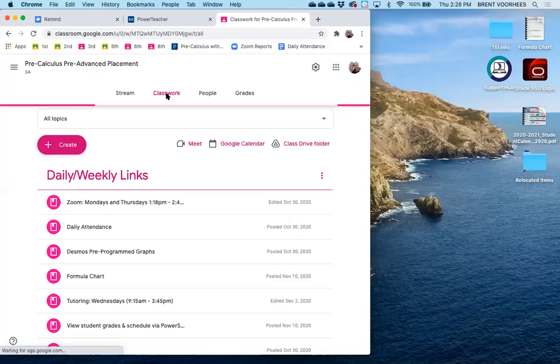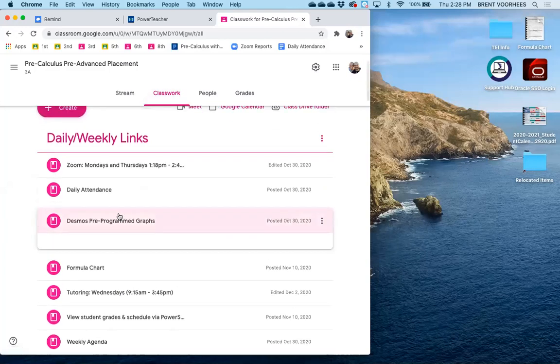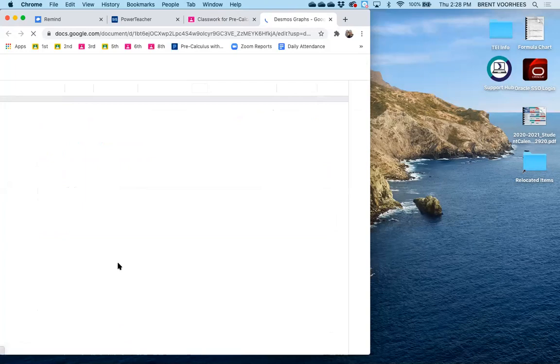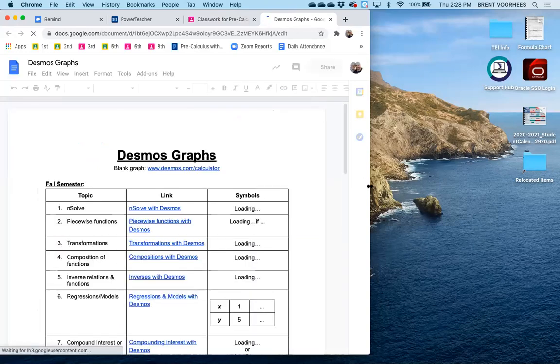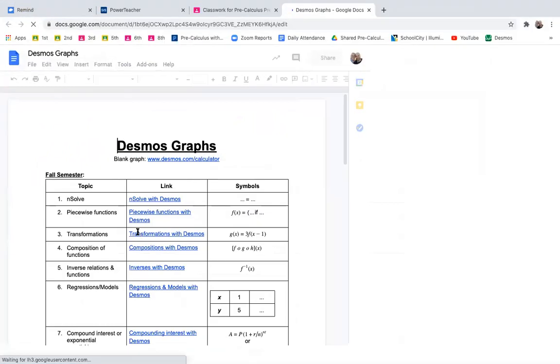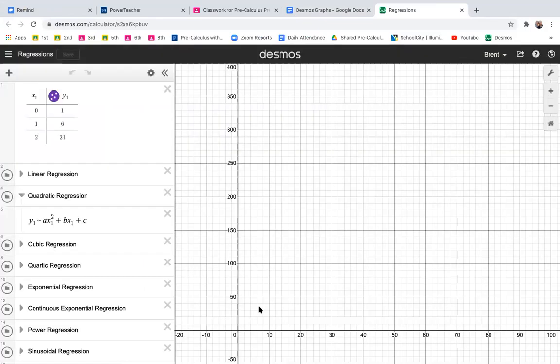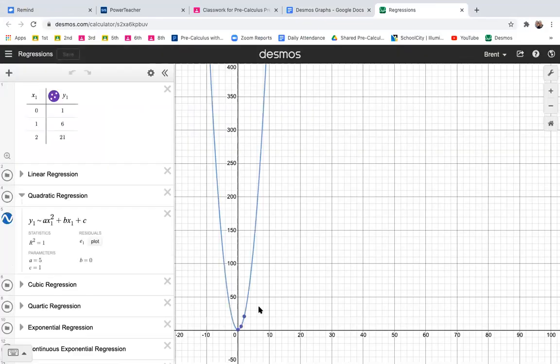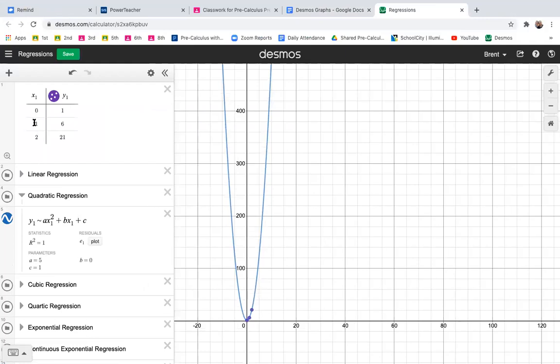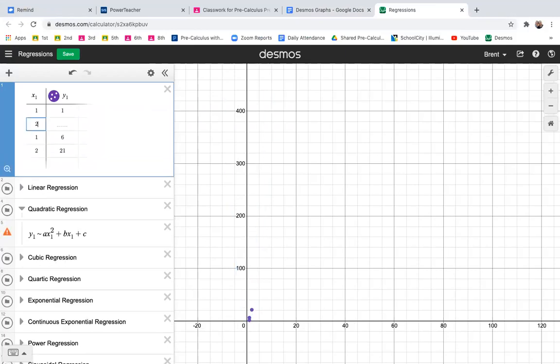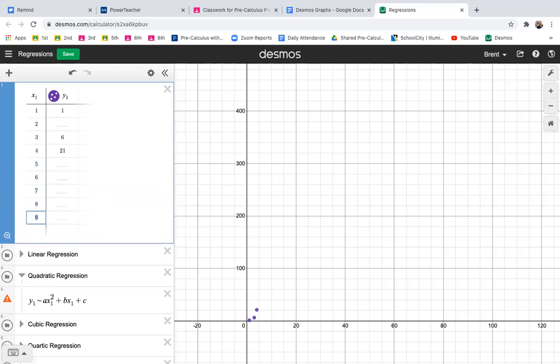Okay, so if you go to the classwork and then you go to Desmos pre-programmed graphs, this is a regression problem. Let me blow this up. It's graph number 6. If I click that, I should be able to get the answer to this problem. So the x's are the days in our problem, and I'm sorry, I can't go back and forth today. It's just the way it is. It starts at 1 day, and then it goes to 2, and then 3, and then 4, and if I just keep it in, it goes all the way to day 30.